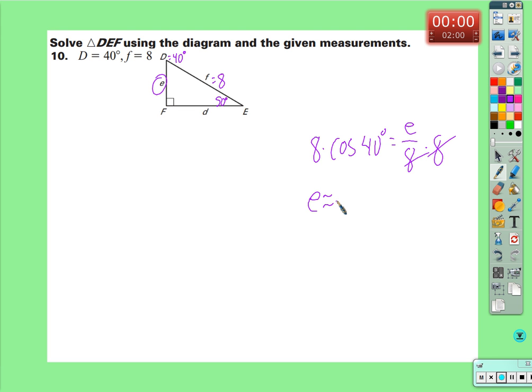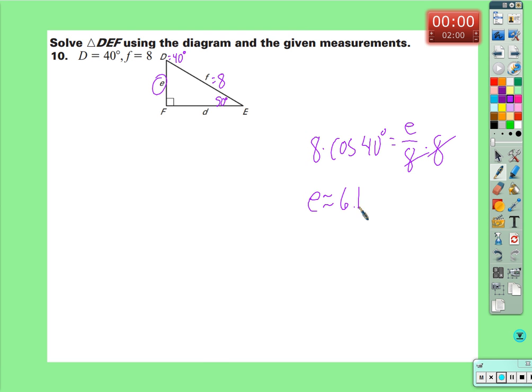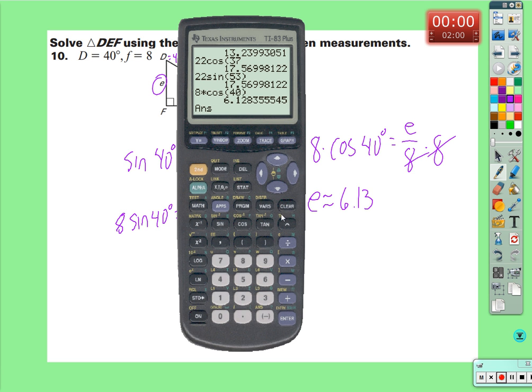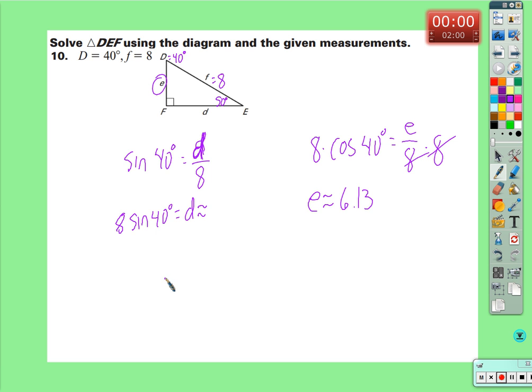So E will be approximately 8 times cosine of 40. Making sure my calculator is in degrees, which it is. 8 times cosine of 40 is 6.1. Again, I wouldn't use that to calculate another side. Sine of 40 is equal to b over 8. 8 times the sine of 40 would give us b. Got all the angles, got all the sides. Questions?